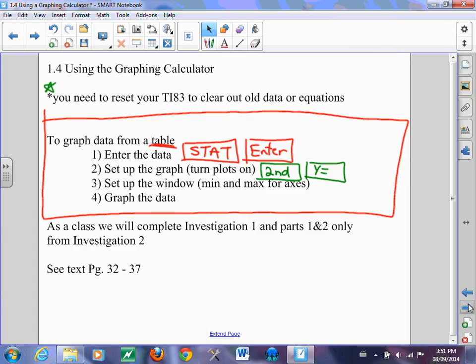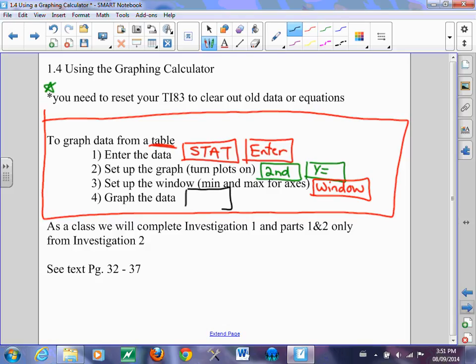Okay, and then later we will set up the window, which is the window button, and then we're going to graph the data, which is a button that says graph. Okay, we will use graphing calculators from time to time to help us in this course, but you won't have them on your final assessment.